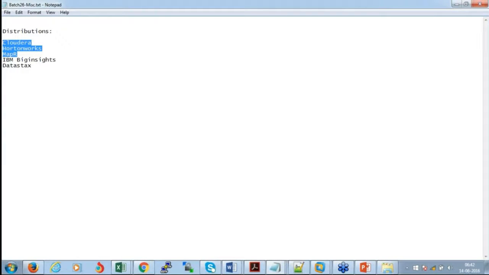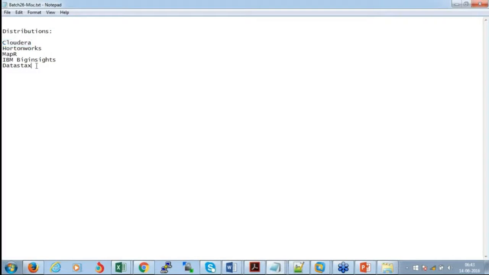So one has to remember, 90% of all these distributions are similar, right? So there is no change. At the end of the day, you are working on Hadoop. We would be working primarily on Cloudera Hadoop. So if an interviewer asks you, hey, what's the distribution of Hadoop you've worked on? You can simply say Cloudera or Hortonworks or MapR. But in this course, I would be using Cloudera.